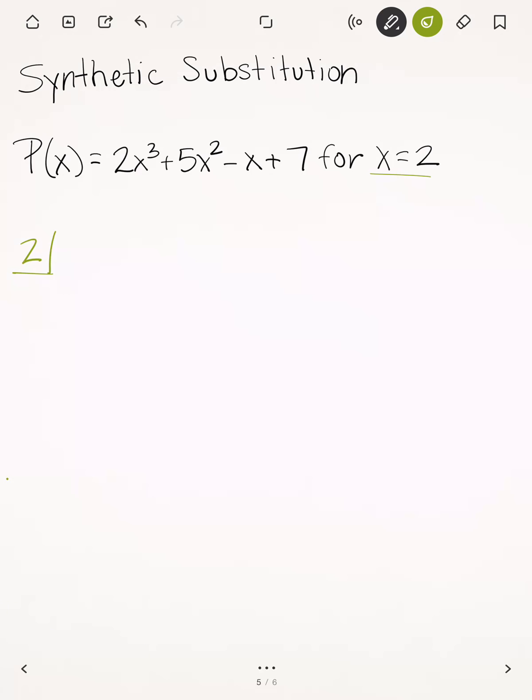And then I take my coefficients like I'm doing synthetic division. So I have 2, 5, -1, and 7. Leave a space, draw a line. Same process as synthetic division. So I drop the 2.